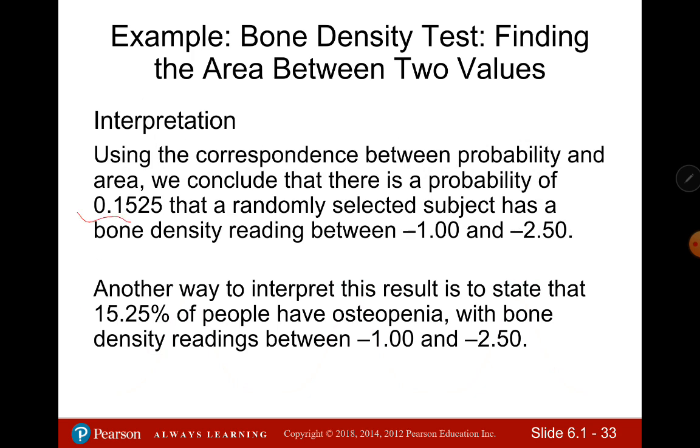So here, 0.1525 is the area we are interested in. It is just the probability we are interested in. And this is how we interpret it. About 15% of the people have the score between -1 and -2.5.